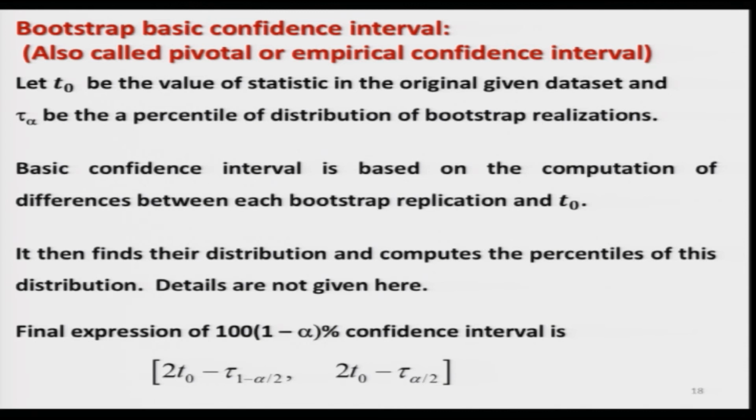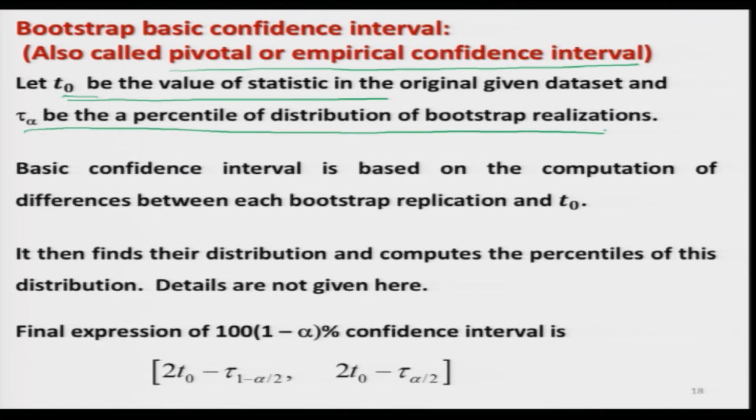Right, it is difficult for me to give you the complete details, as we have not covered the entire statistics and you need something more, but I will just try to give you an idea. This confidence interval is also called the empirical confidence interval, and in this case suppose T0 is the value of the statistic in the original sample. If you remember, in the example of correlation coefficient, I had computed the correlation coefficient of hours. So this is the value of the T0 statistic in the original sample, and let tau alpha be the percentile of the distribution of bootstrap realizations.